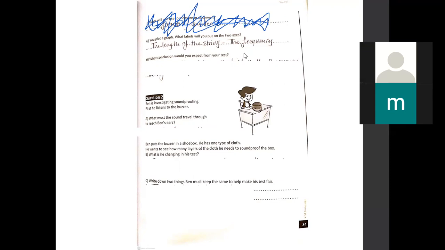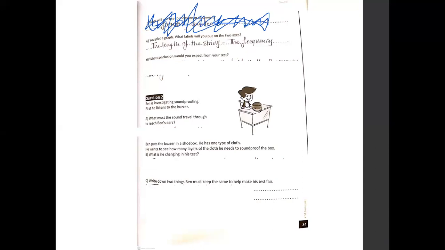Ahmed Sharif, can you answer this question? What conclusion would you expect from your test? I will talk about the two. Okay, talk about the two. The thicker it will be low pitch, and the thinner will be high pitch. Very good. That's what I would expect.